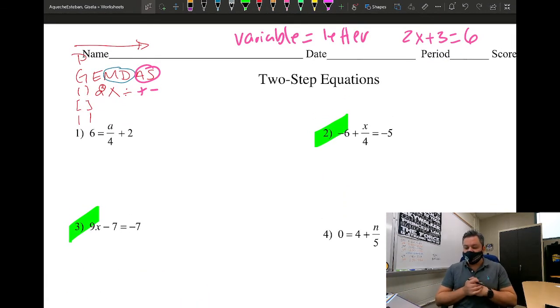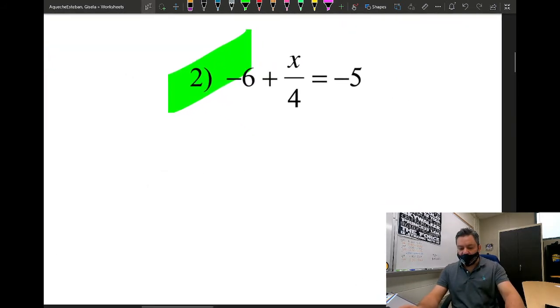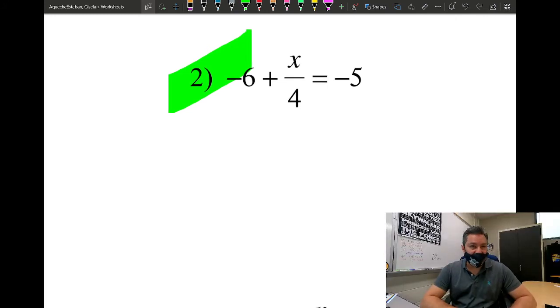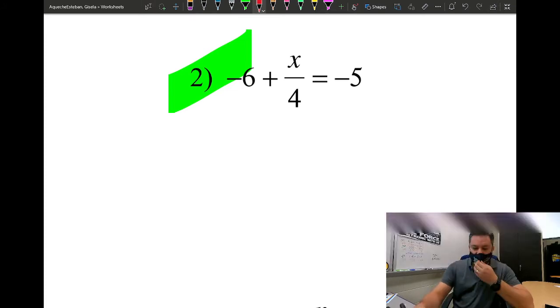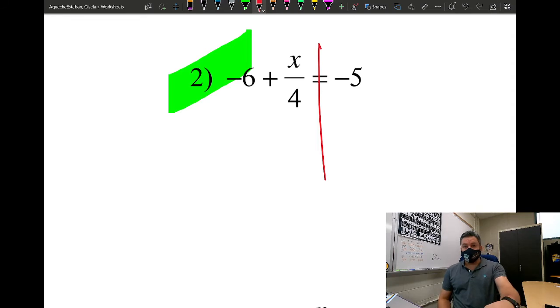Number 2 says negative 6 plus x over 4 equals negative 5. Now my x is not at the beginning, right? But it doesn't matter. What I'm gonna do, I'm gonna make my line right here. And which one is gonna be my friend in this case? Which one is my friend? I gotta get rid of the friend first. What number is the friend? The 6. What is the 6 doing? Being negative. It's subtracting, right?